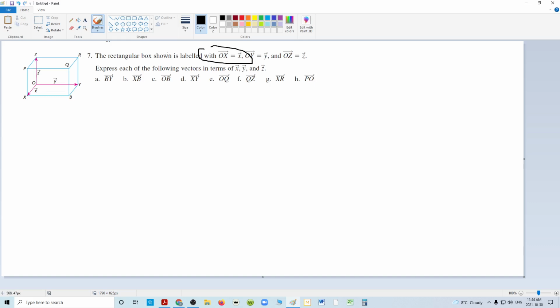So they've relabeled distances between the 2 letters as x, y, and z. Express each of the following vectors in terms of x, y, and z. Well, if I look at BY, it's here to here.